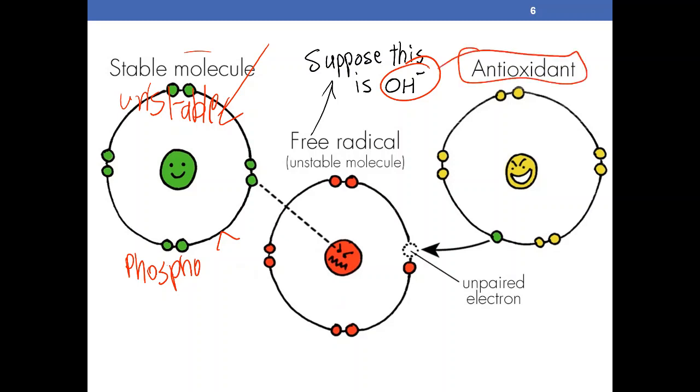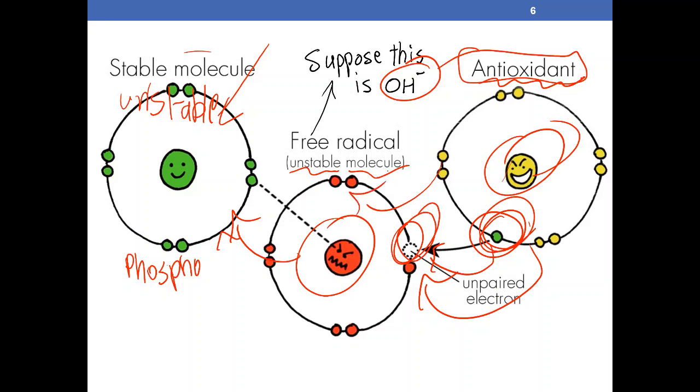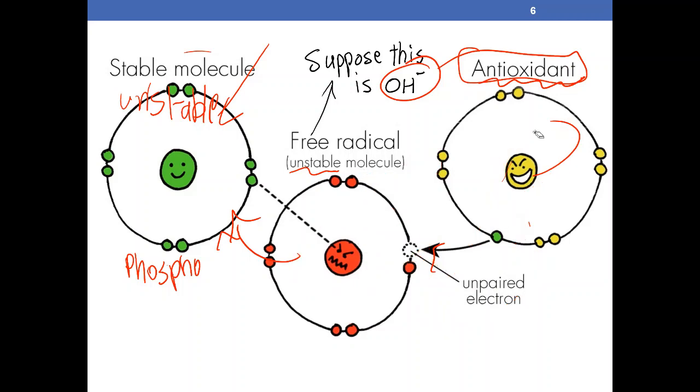This antioxidant provides this electron. You know how this guy is missing an electron right here? It donates this electron to make it stable. So it makes the molecule stable without this molecule having to steal from somewhere else. This guy would still be stable, even though he gave away an electron, because it's considered to be an antioxidant. But it also stabilized this molecule right here, which prevents the damage.